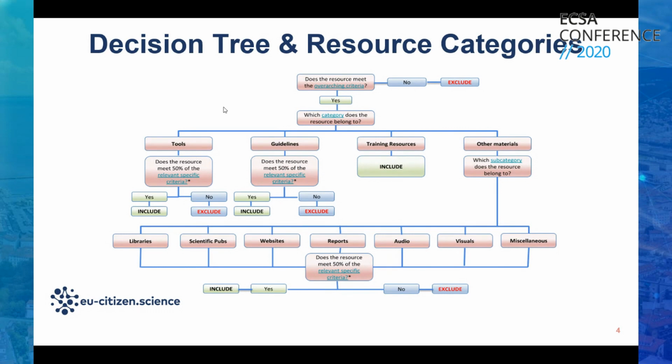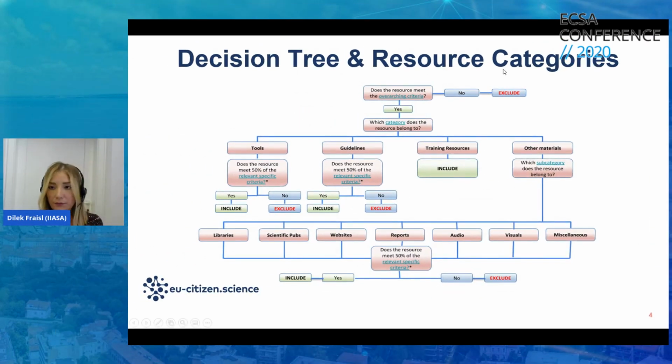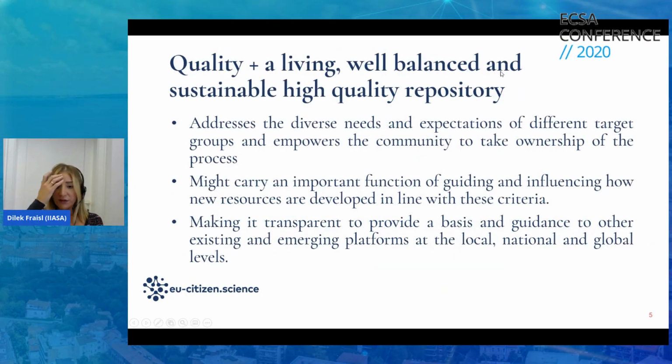The first step applies to all types of resources uploaded: does the resource meet our 3 overarching criteria? If the answer is yes, which category does it belong to, and then we checked our 9 specific criteria, and so on. With this criteria framework, we tried to create a living, well-balanced and sustainable repository.